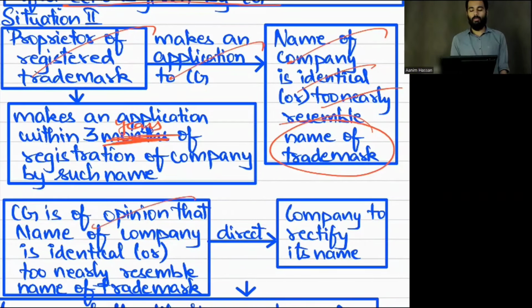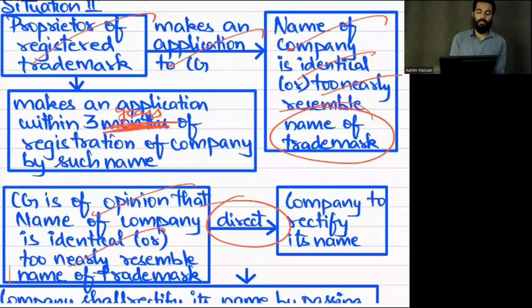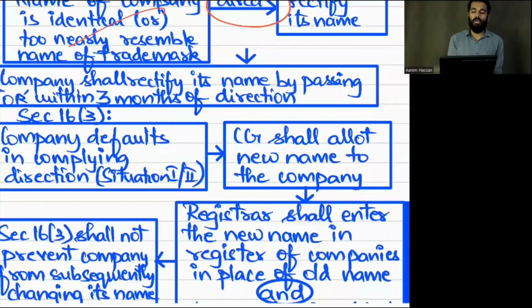If CG is of the opinion that yes, the name is identical, CG tells the company to change the name. The company has to change the name within 3 months of the direction, by passing an ordinary resolution. Yes.